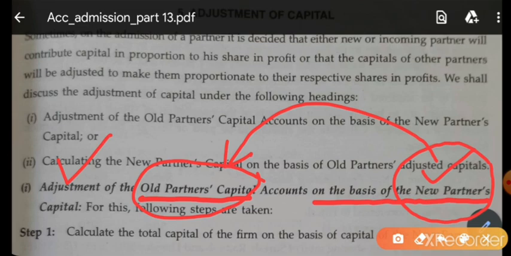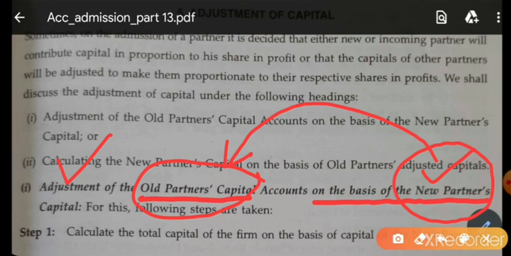In the next video we will do some questions in which new partner's capital will not be given. You have done so many questions in which new partner's capital was given, but now we will do some questions in which it will not be given, so we will calculate it on the basis of old partners' capital.